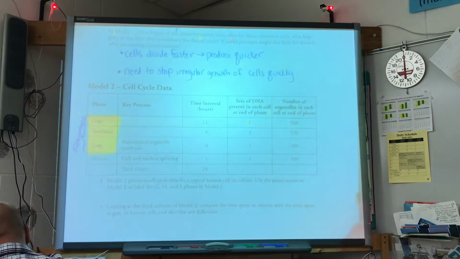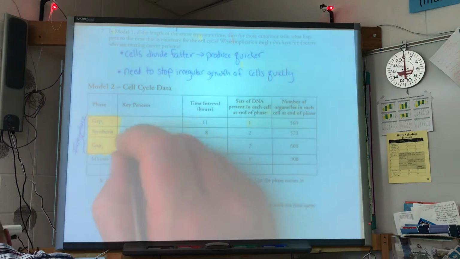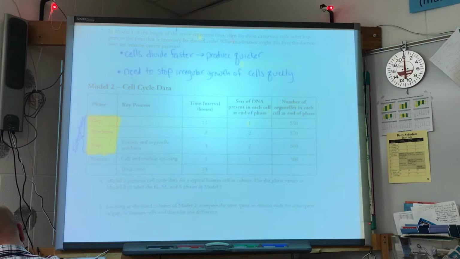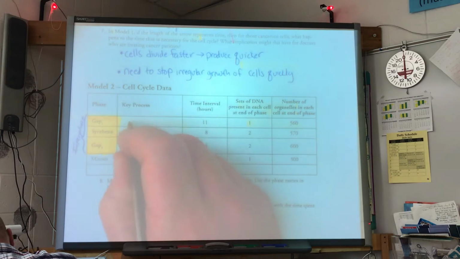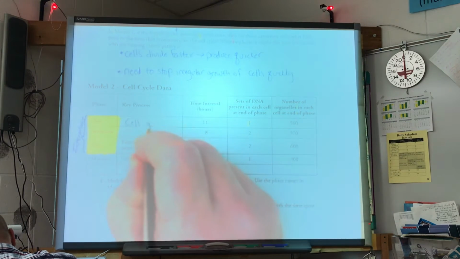And what is a cell doing? It's doing its normal stuff. If it's a heart cell, it's beating. If it's a muscle cell, it's contracting. If it's a bone cell, it's supporting you so you don't fall on your face. So key processes: in G1, the cell grows. During S phase, DNA replicates. Those are the key things that happen during these events.